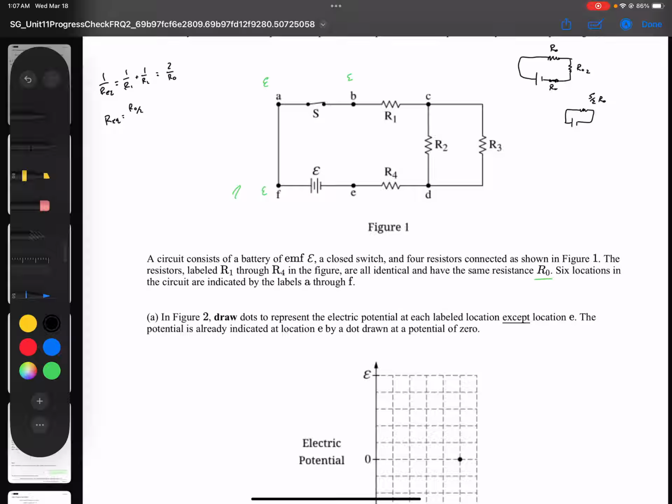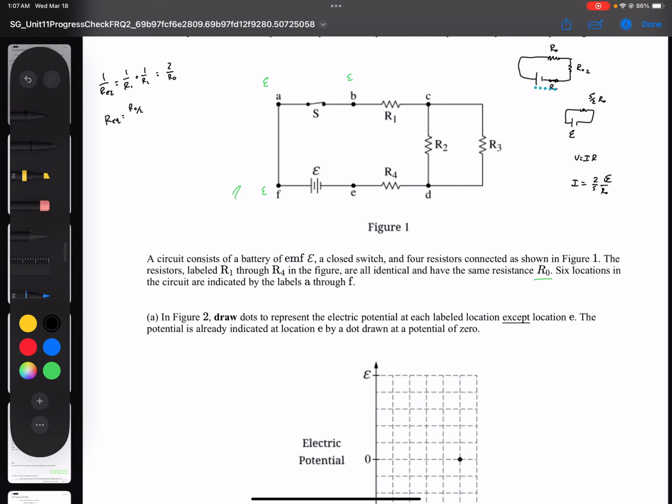Then the current going through the battery is found from voltage equals current times resistance. My voltage is the EMF of the battery, and my resistance is 5/2 R naught. So my I is equal to 2 over 5 times epsilon over R naught. So now I know my current is 2 over 5 epsilon over R naught, and it's going through a resistor of value R naught.